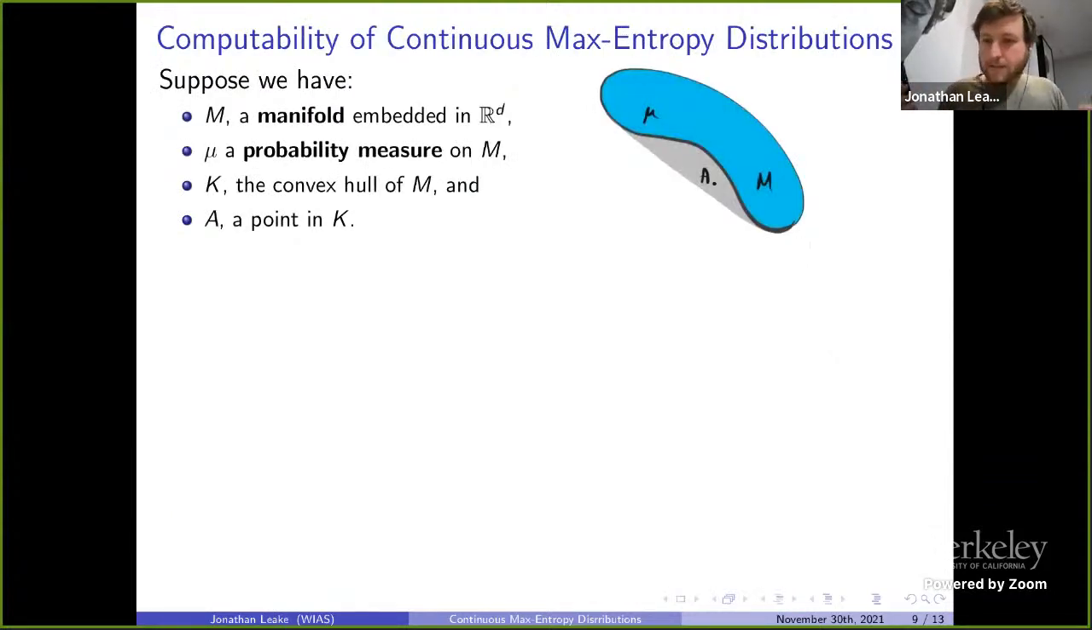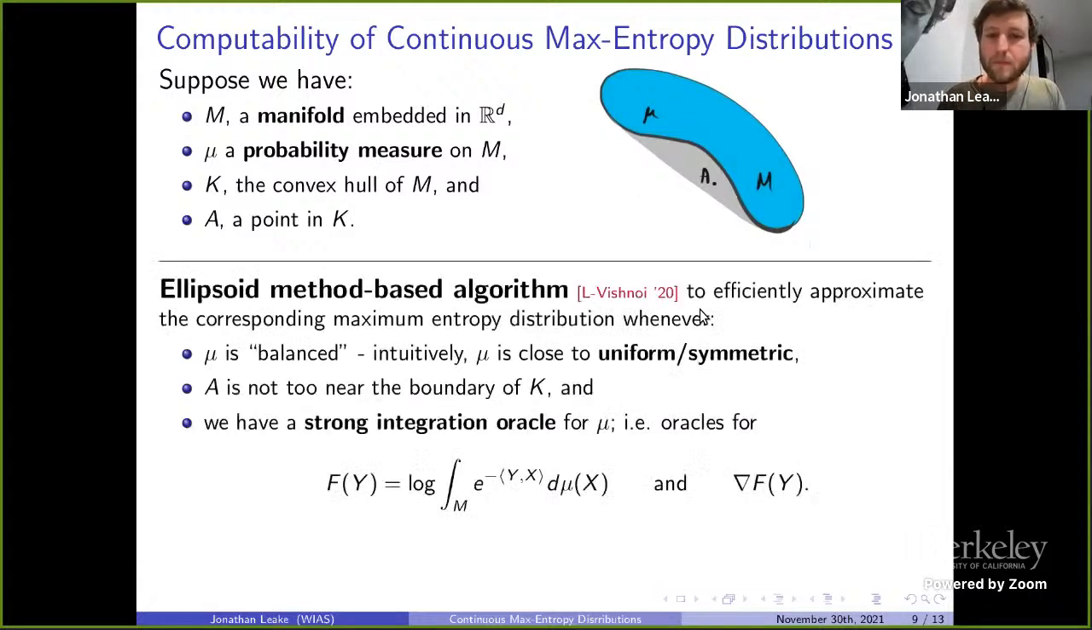Now let's get back to this general setting. We have our manifold M, we've got this probability measure on M, K convex hull, and a point in the convex hull. The main result of this work with Nishith is that you can use the ellipsoid method to efficiently approximate this maximum entropy distribution by getting a solution to this dual program. In order to do this, we need a few assumptions.